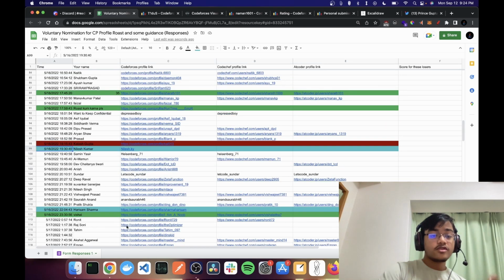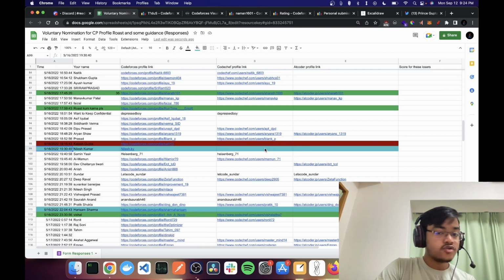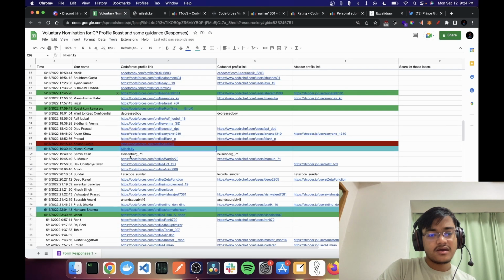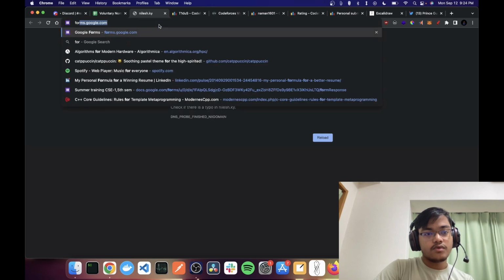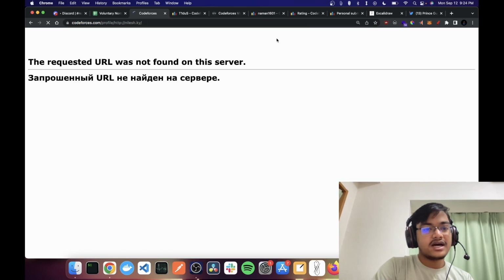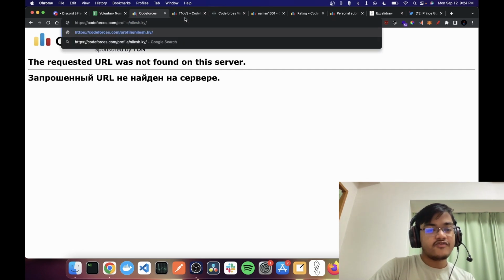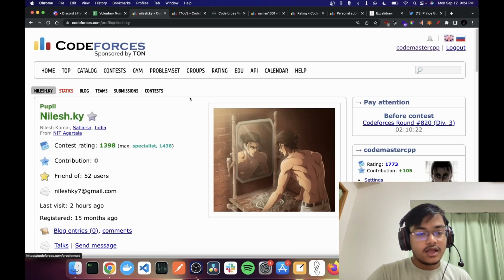Okay, so next guy is Nilesh. So +1 for not having CodeChef, -1 for having AtCoder. Alright, so let's see. Codeforces profile. Okay. Yeah, it's been copied as a link because of the dot in his profile. Actually, -1 for having a dot in your profile.